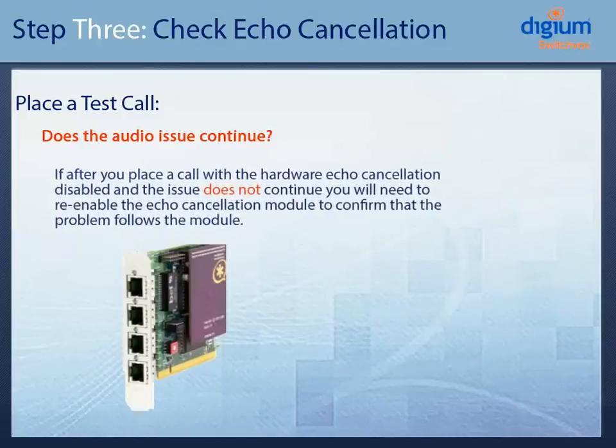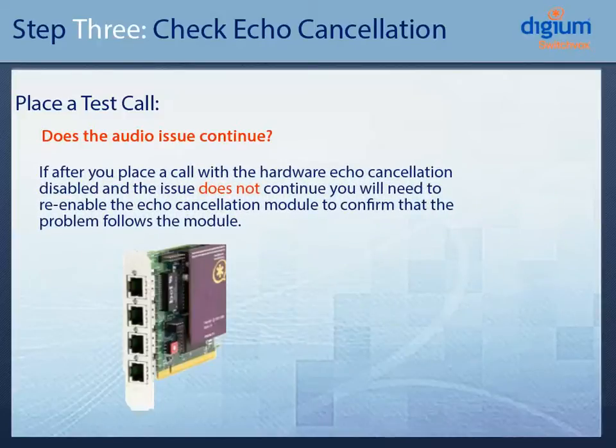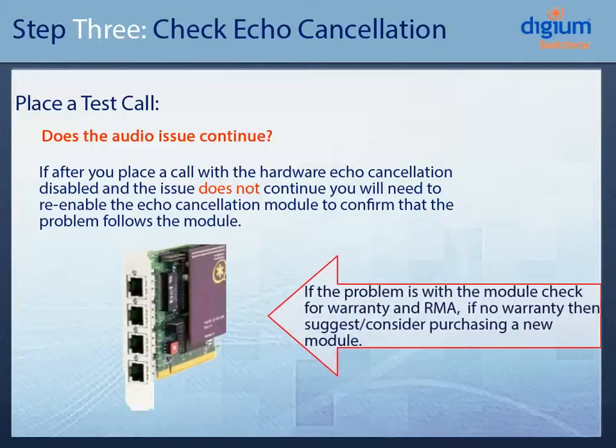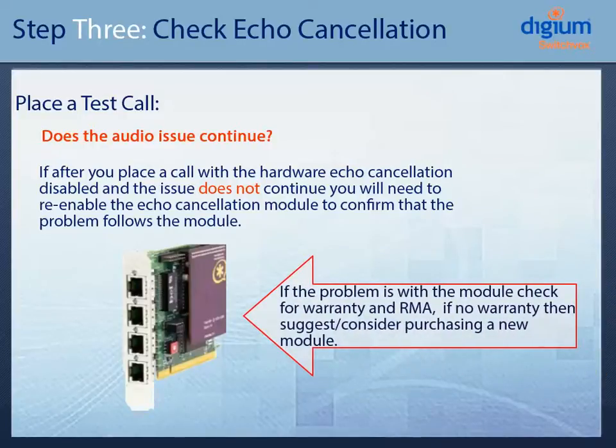After you have disabled the echo cancellation module, you will need to place a test call. If after placing the test call the issue doesn't continue, you will need to re-enable the echo cancellation module to confirm that the problem follows the module. If the problem is with the module, check for warranty and RMA the module. But if there is no warranty, then you would need to consider purchasing a new module.